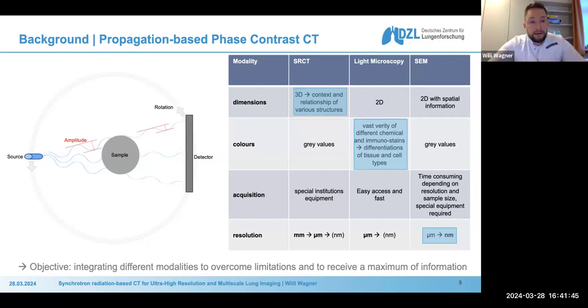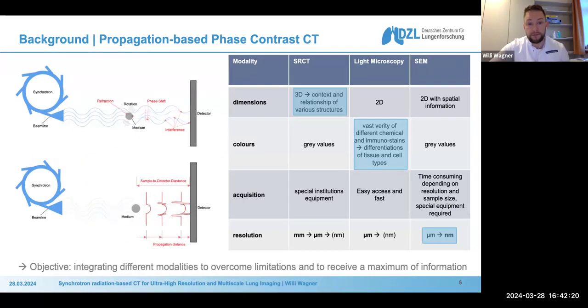And here on this slide, I have put what a clinical CT looks like in a schematic. So we have the X-ray source that is circulating around our sample or patient, and the energy absorbed by the patient or the sample is detected by the rotating detector, and we don't get any information about the phase shift.